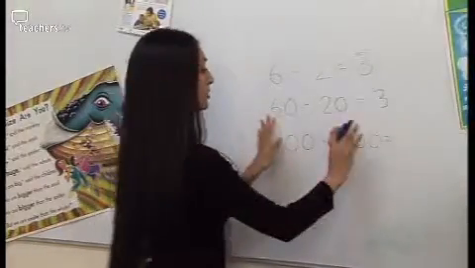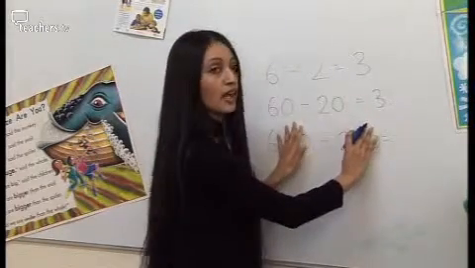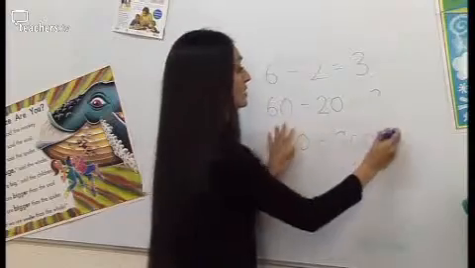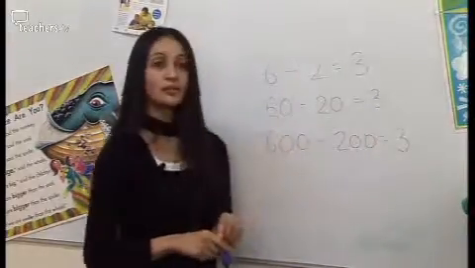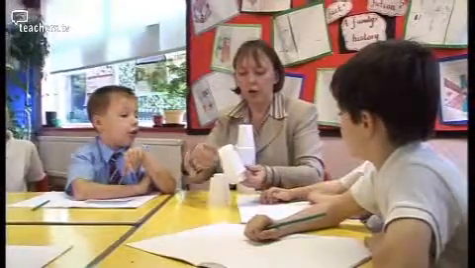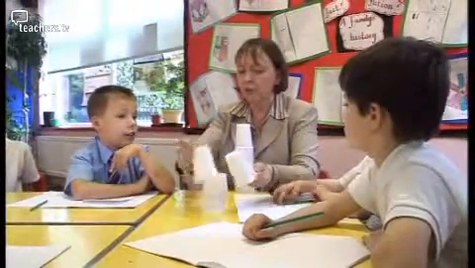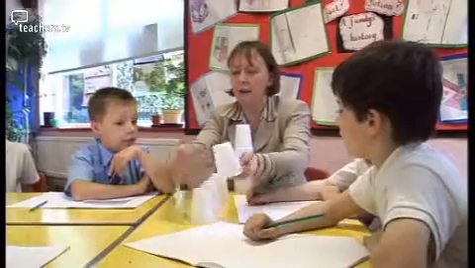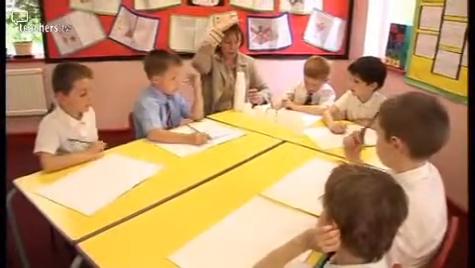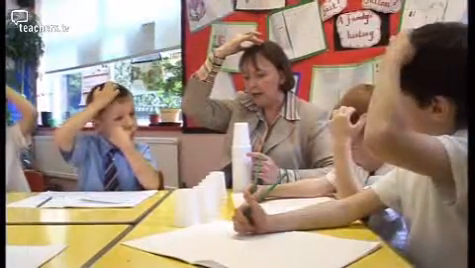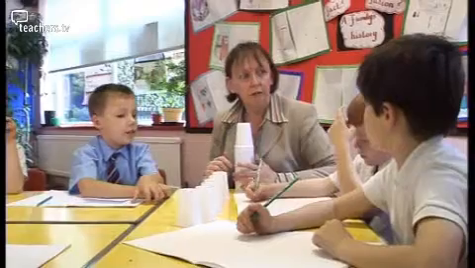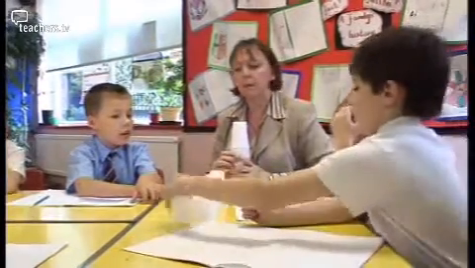Now, I'm going to cover up the zeros. What am I doing? And they should be able to tell me I'm dividing by 100. So the answer would be 3. Here's a pile of 100, 200, 300, 400, 500, 600. Right, we're going to look at it and wonder. Right, how many piles of 200? Kieran, can you do that for me? How many piles of 200?